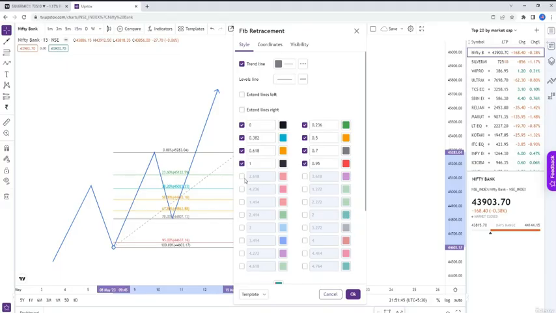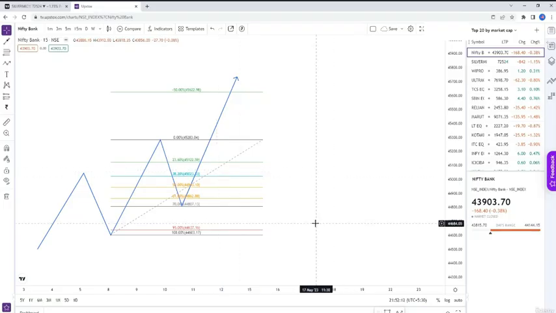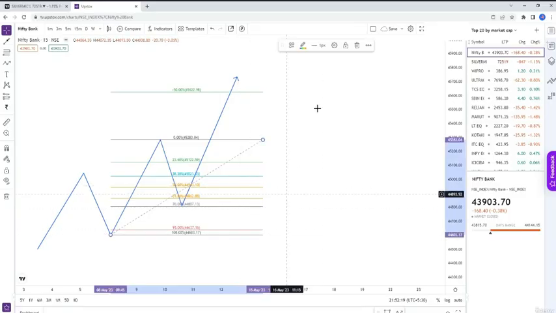Then one more ratio we need to add. Check it here and enter minus 0.5, and this should be green color because this would be one target for us. Click on OK and check my settings. It should be percent, it should be center and top. Click on OK. This is my setting. I hope we are clear here so far. Now let me remove it.